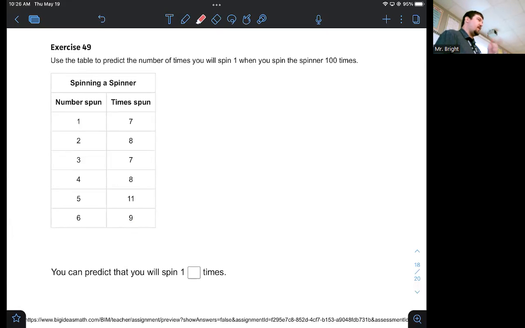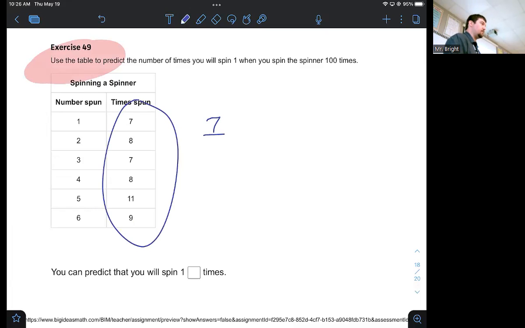But I'm not using theoretical probability here. It says use the table. So I'm using experimental probability. And how many times, according to our table, our data, have we spun the number 1? 7 out of, is it 50 again? How many times have we spun? Let's count up. 7 and 8 makes 15. 15 and 15 makes 30. 11 and 9 makes 20. 30 and 20 make 50.